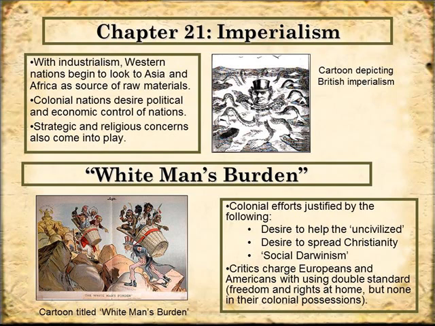Now, the white man's burden, if you look at a picture there to the left, as I read to the right, colonial efforts justified by the following. So these people back then in the 1800s were feeling that we really have to do this to the rest of the world. And why? Because these people are uncivilized. Of course, the people who they thought were uncivilized felt that they were perfectly civilized and that these were invaders coming in to ruin their lives.